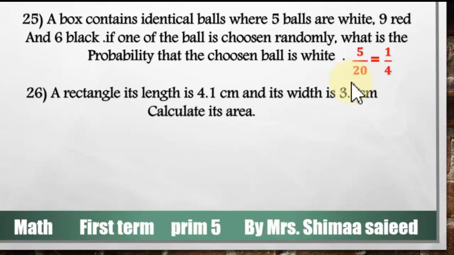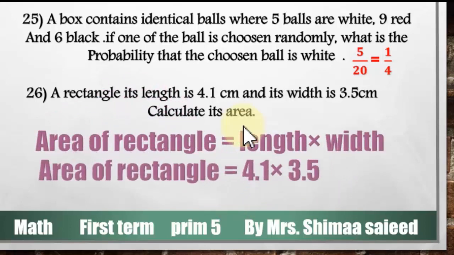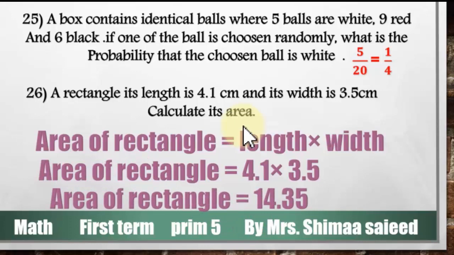A rectangle, its length is 4.1 centimeters and its width is 3.5 centimeters. Calculate its area. Area of rectangle equals length times width. So we will multiply 4.1 by 3.5. 4.1 times 3.5 equals 14.35 centimeters squared.